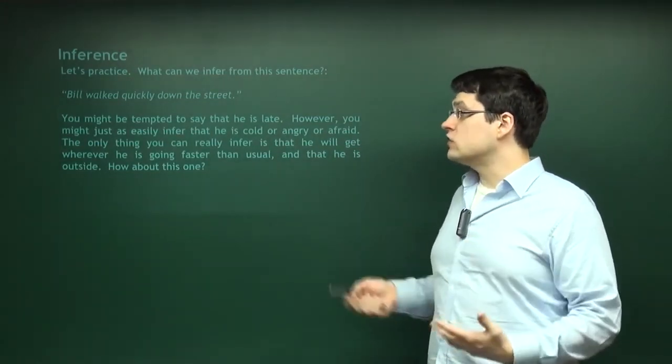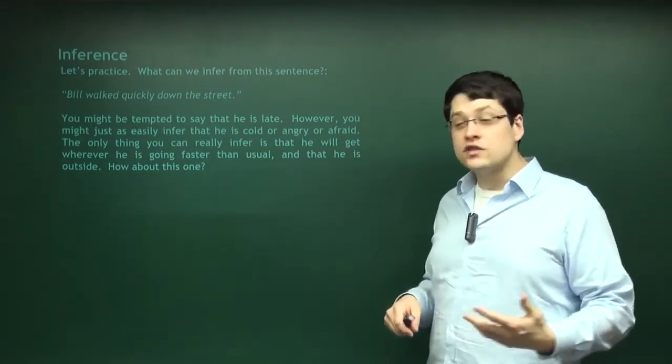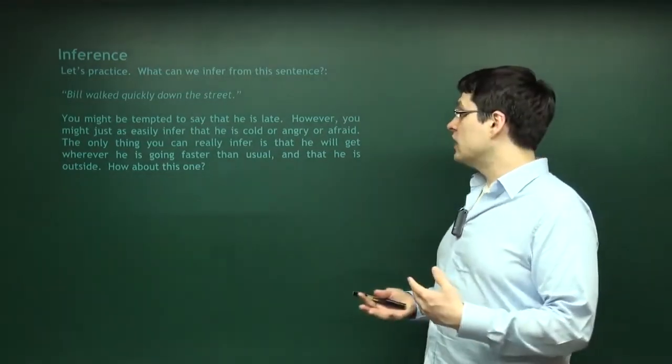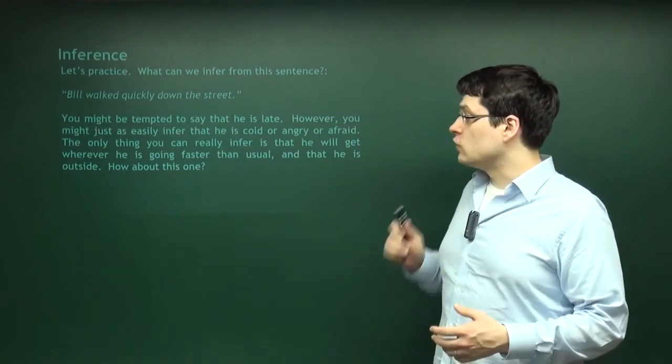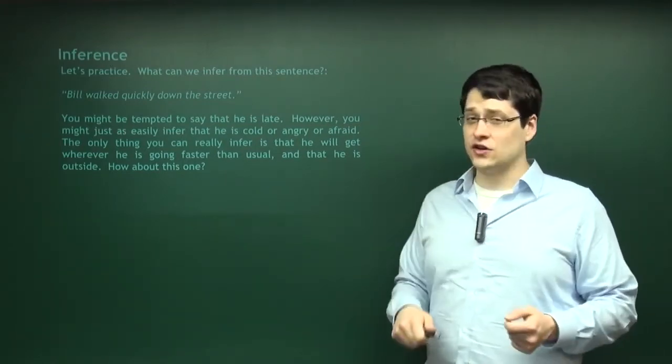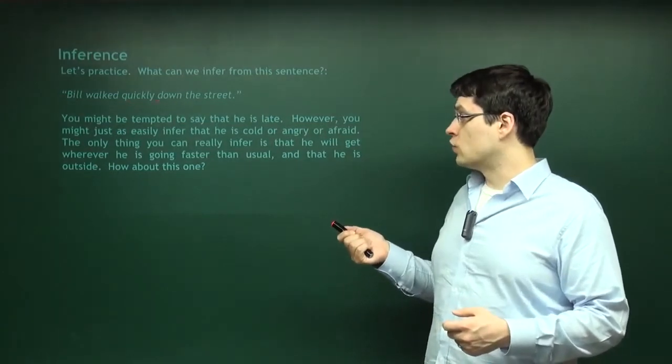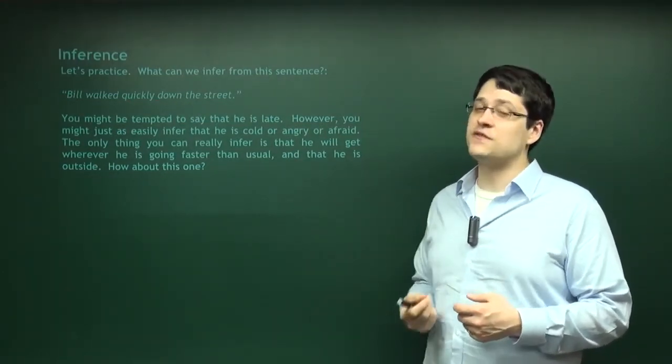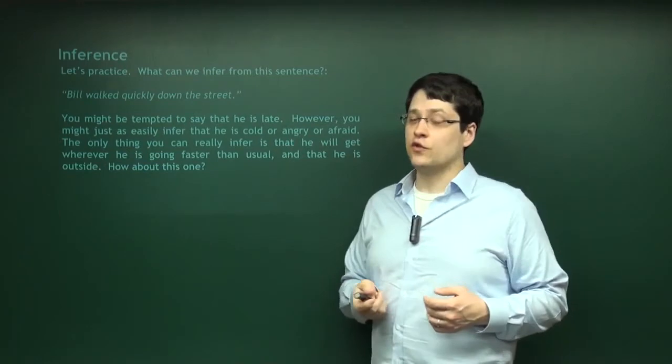But you could also just as easily infer that he's cold, he wants to get out of the cold, he's angry, he's afraid. The only thing you can really infer is that he's going to get wherever he's going faster than he normally would, because we have the word quickly. That's how specific we need to be when we're looking at questions for the SAT.